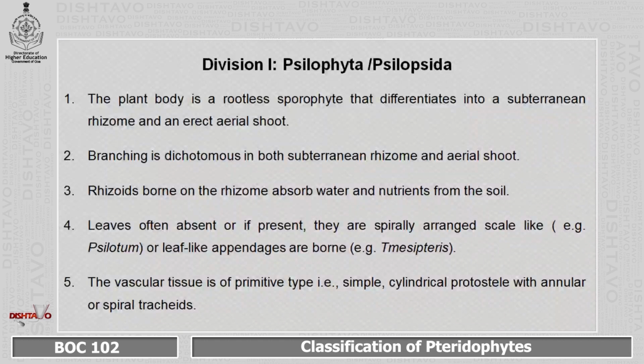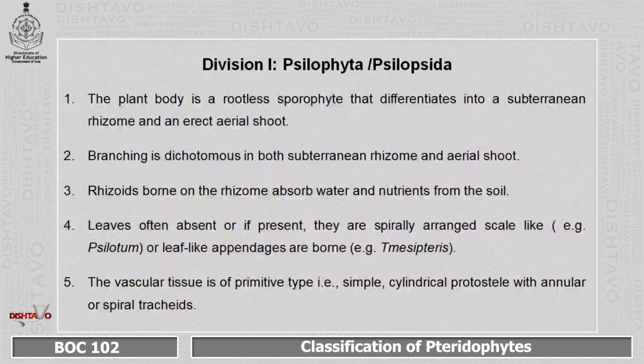Coming to the characteristics, Division 1, that is Xylophyta, here the members have a rootless sporophyte which is differentiated into 2 parts, a subterranean rhizome and an erect aerial shoot. Both the rhizome as well as the erect aerial shoot have dichotomous branching. The rhizome shows the presence of rhizoids. These rhizoids help in the absorption of water and nutrients from the soil.